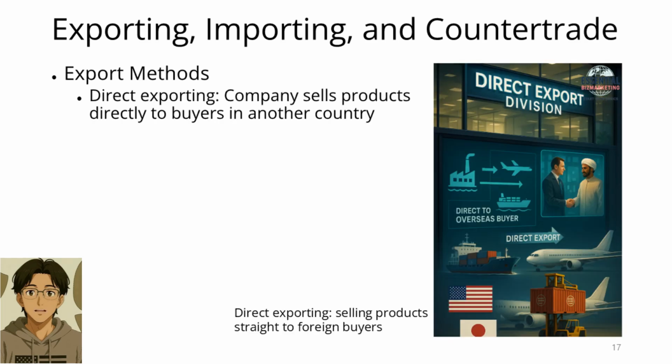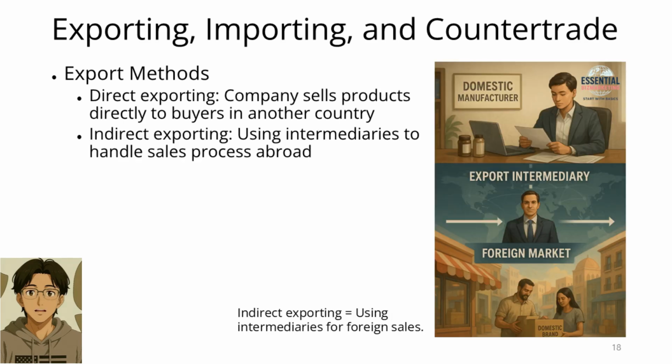There are two export methods companies choose from. Direct exporting means selling products directly to foreign buyers. Indirect exporting uses intermediaries to handle sales abroad. This reduces the exporter's direct involvement in foreign markets.